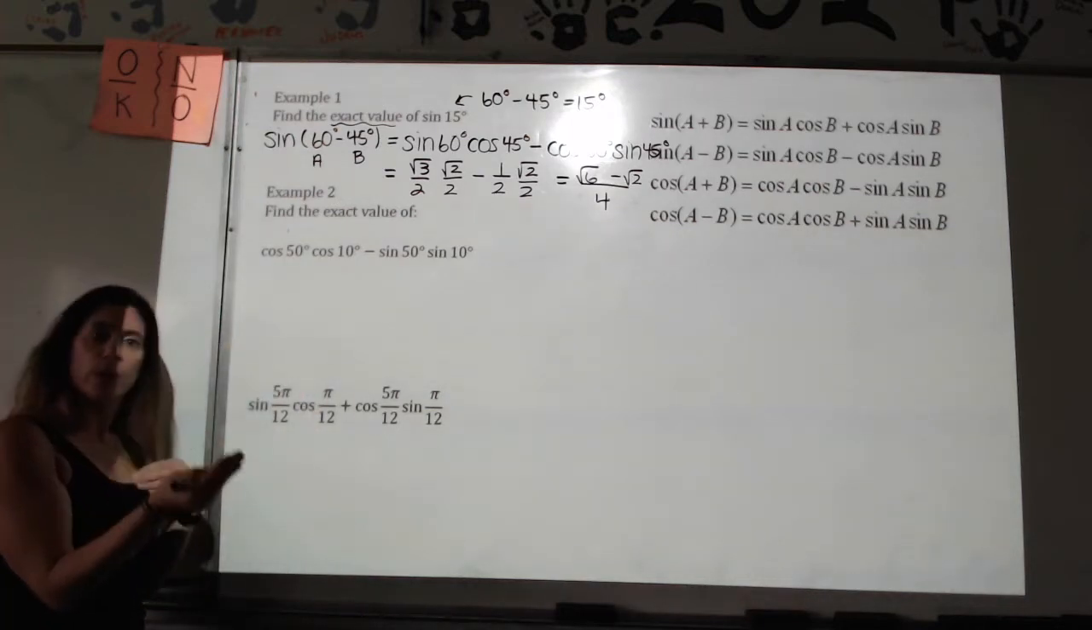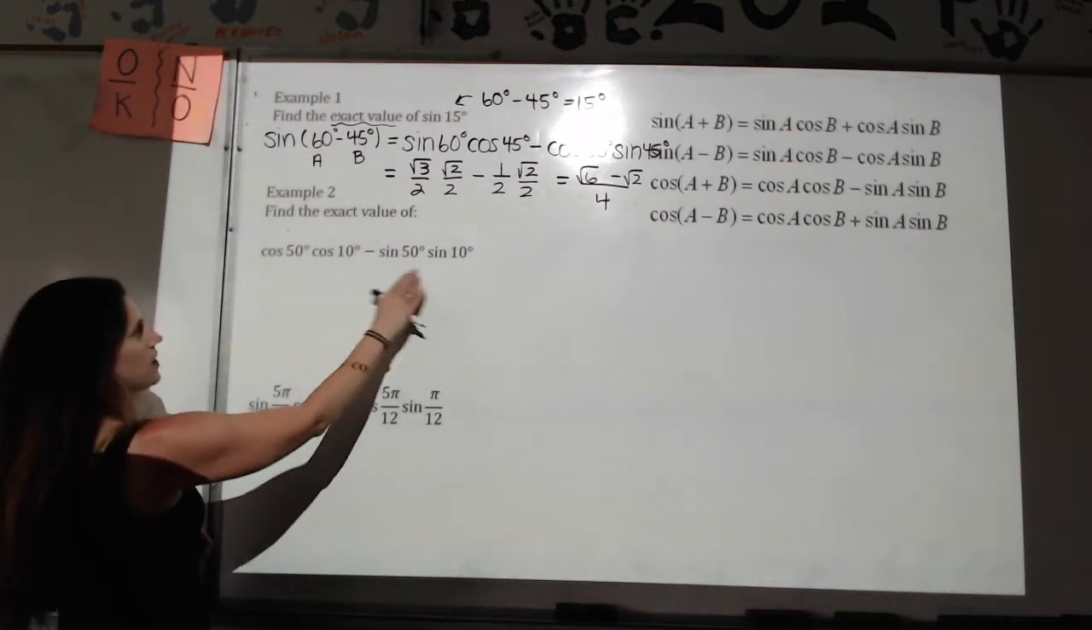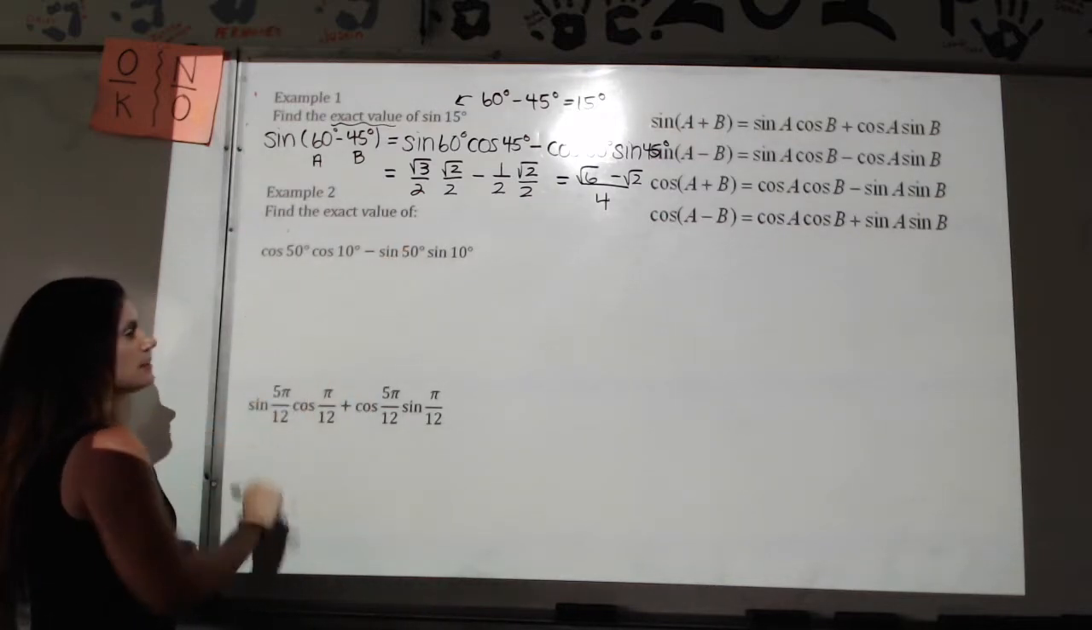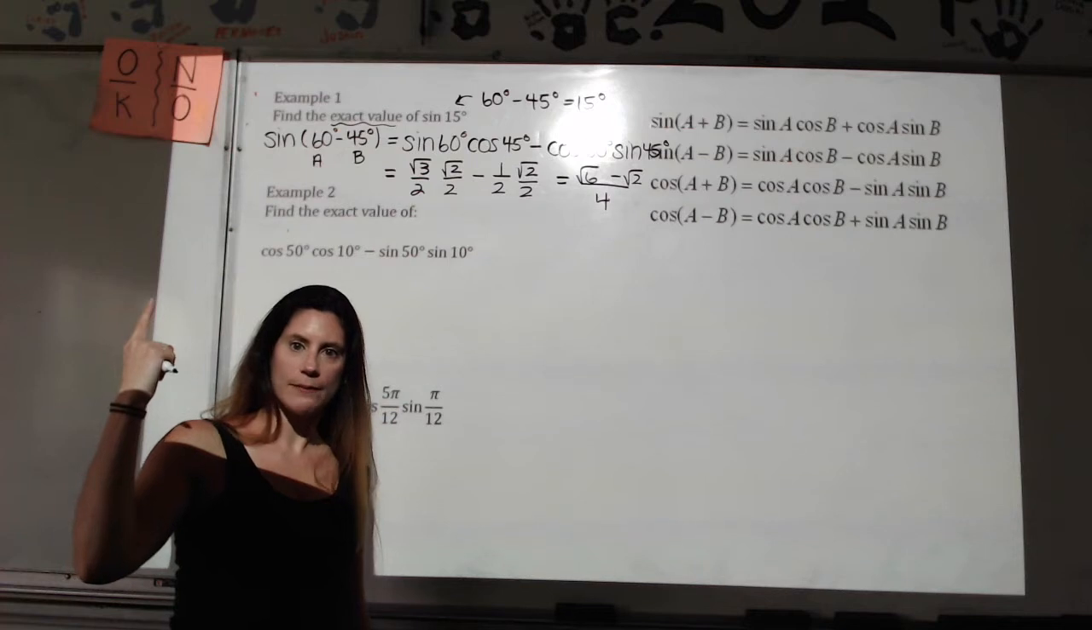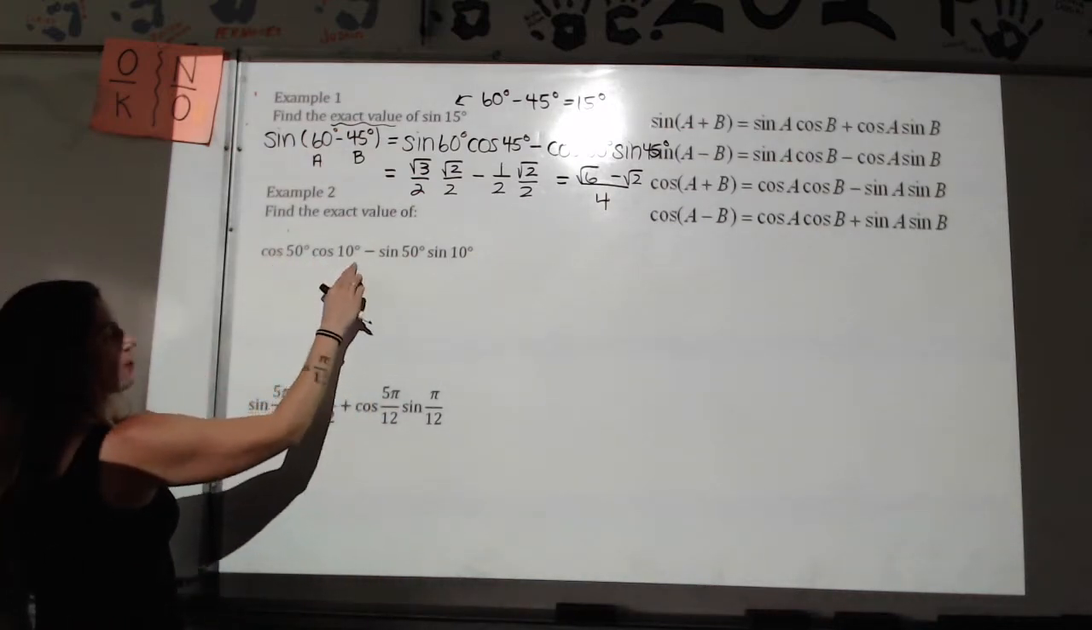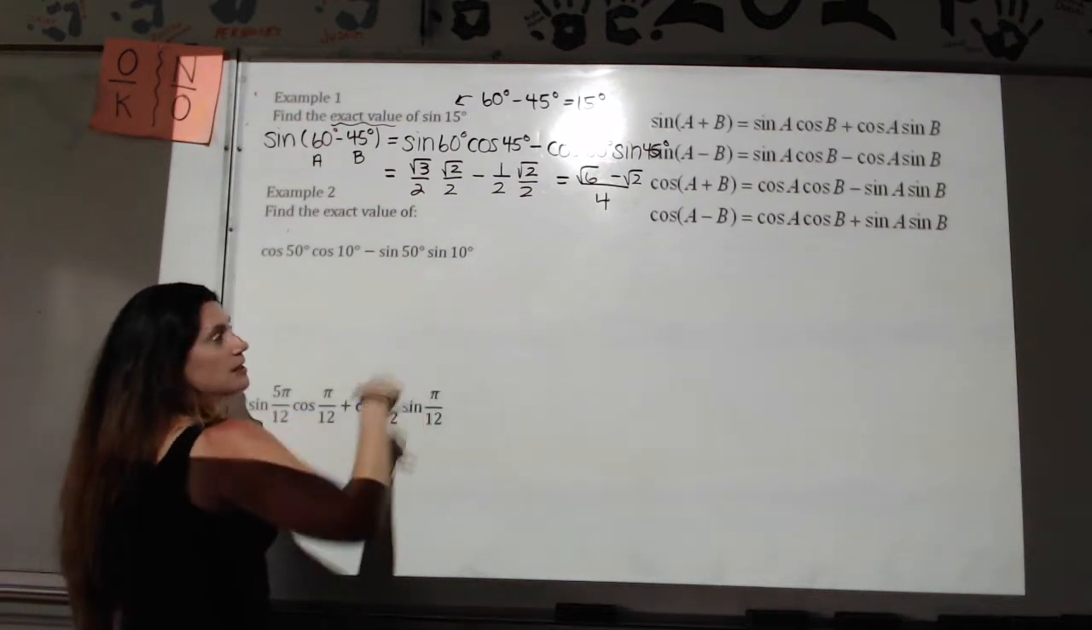So let's do another one where we work the formula backwards. In this formula, I want you to find the exact value. Cosine 50, cosine 10. I believe they interrupted my lesson. We're going to keep going. So cosine 50, cosine 10, minus sine 50, sine 10.